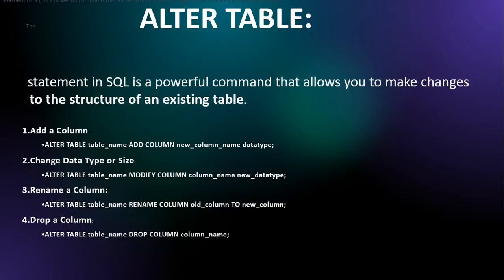Then the next DDL command in SQL is alter table. If we want to make any changes, modify or change the data type of a column, or add an extra column to the existing table, we have to use the alter table command. This statement in SQL is a powerful command that allows you to make changes in the structure of an existing table. You can add a column, change the data type or its size, rename a column, or drop a column. Let's see some examples of the modifications we can do using alter table.